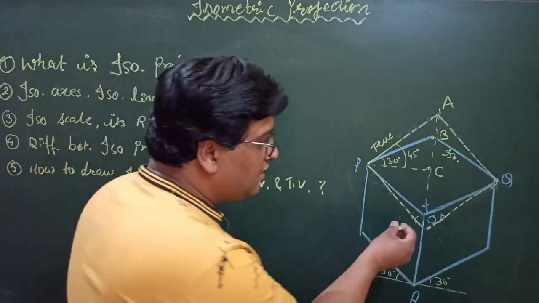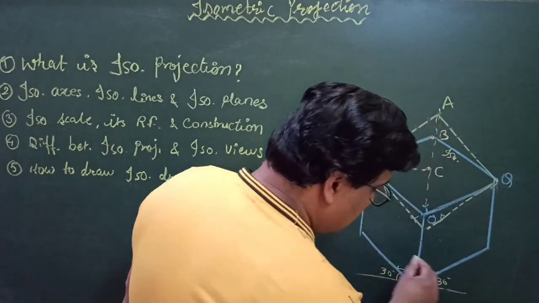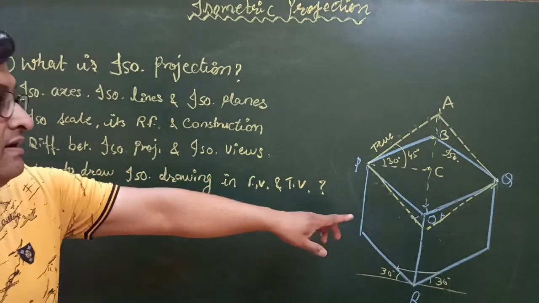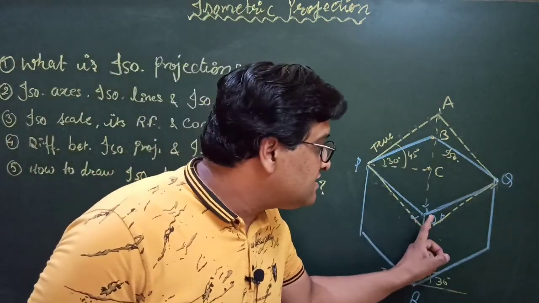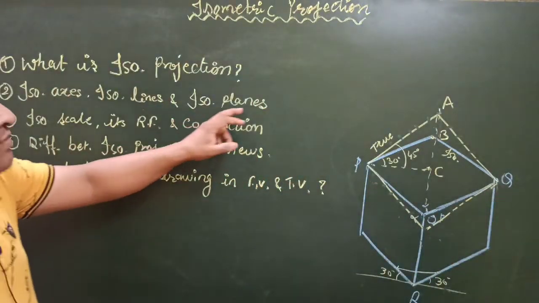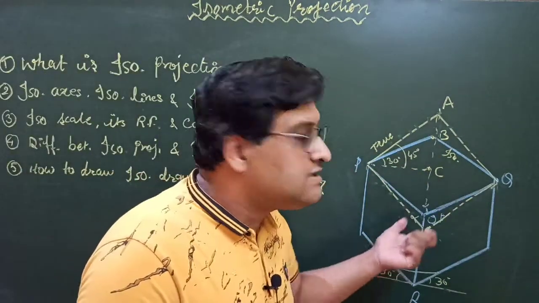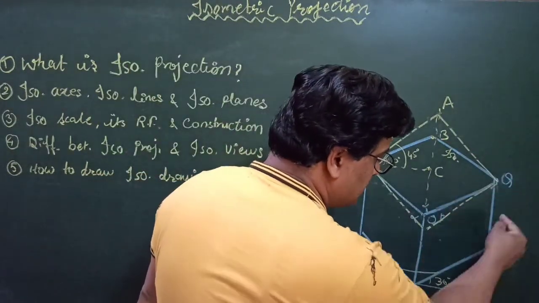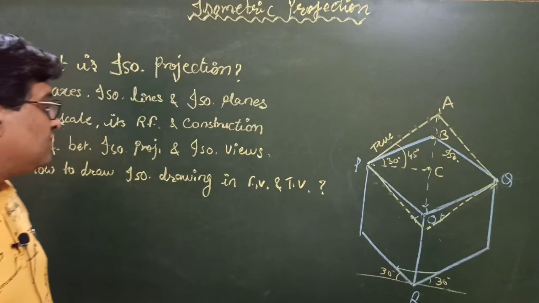If a line is not parallel to any one of these 3, say a line is like this, then this line may not be termed as an isometric line. So for a line to be an isometric line, it should be parallel to any one of the isometric axis, that is OP, OQ or OR. Okay. Isometric planes are the planes formed by combination of isometric axis or isometric lines. So all these planes, these rhombus appearing here, all these rhombus are isometric planes, right?